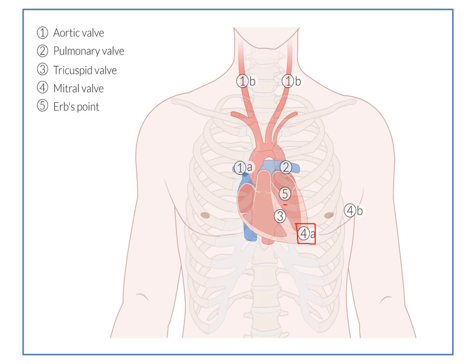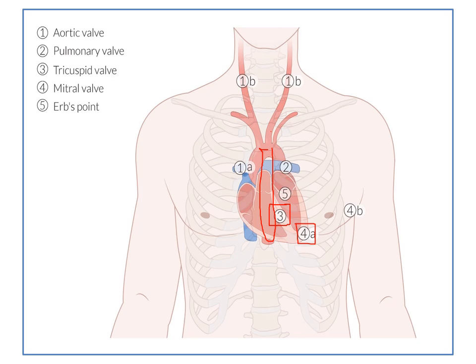We would auscultate for the tricuspid valve at the left fifth intercostal space at the parasternal line, very close to the sternum. So just at the border of the sternum is where we tend to auscultate for the tricuspid valve. For the aortic valve and the pulmonary valve, we auscultate for them higher up.